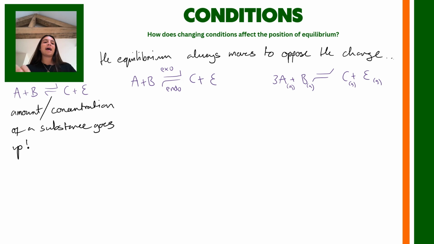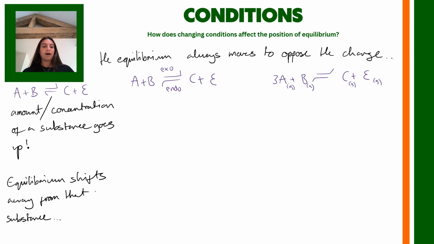So I added loads of A. Now I would like to take it away by changing the equilibrium position. And what that's going to do then is shift my equilibrium position towards the right, or towards the products, towards C and E here, to restore that balance. Okay, there we go. Equilibrium shifts away from that substance.